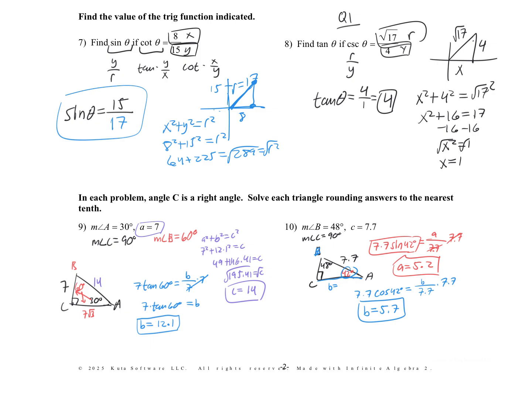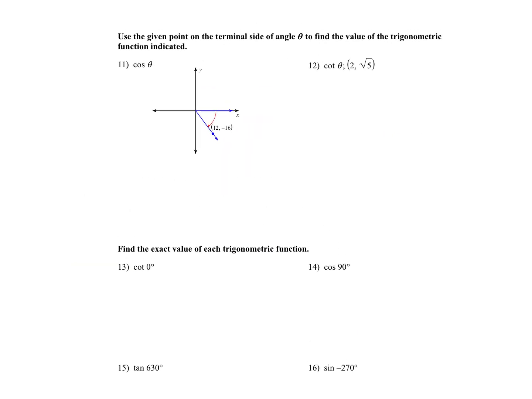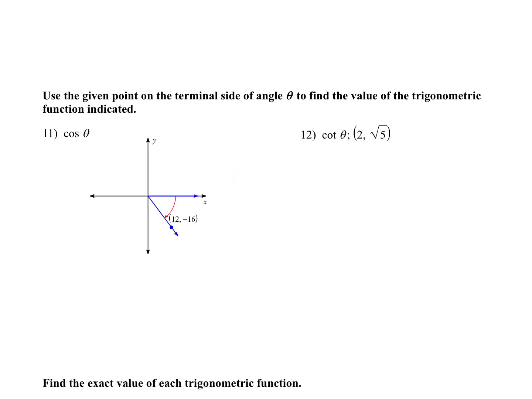Because this one was a right triangle, I was allowed to use SOHCAHTOA and I was allowed to use Pythagorean theorem. Right, but if this wasn't a right triangle, I wouldn't have been able to do that. I would have had to look closer at the information that we have and use law of cosines or law of sines. All right, let's keep going. Last page of this review.